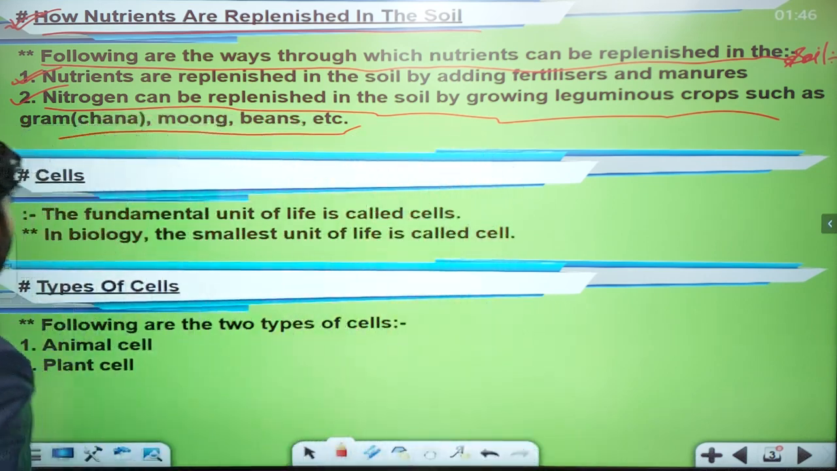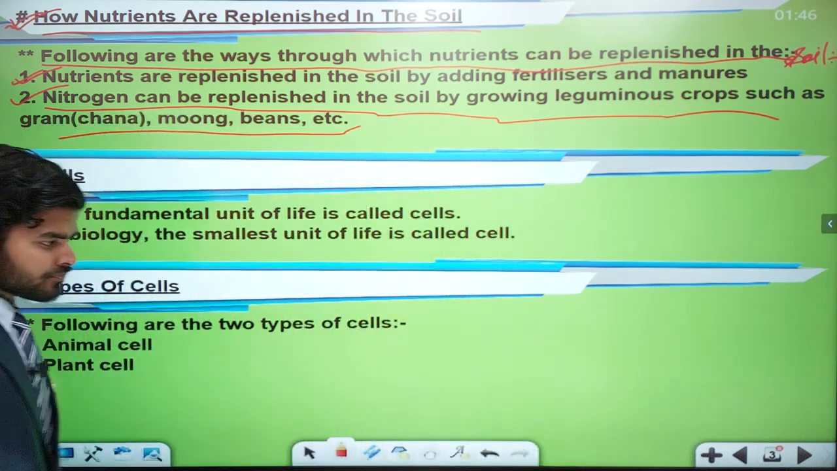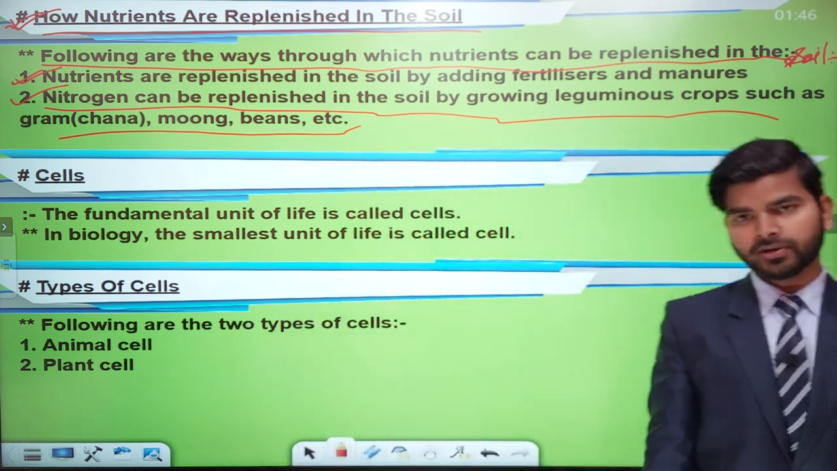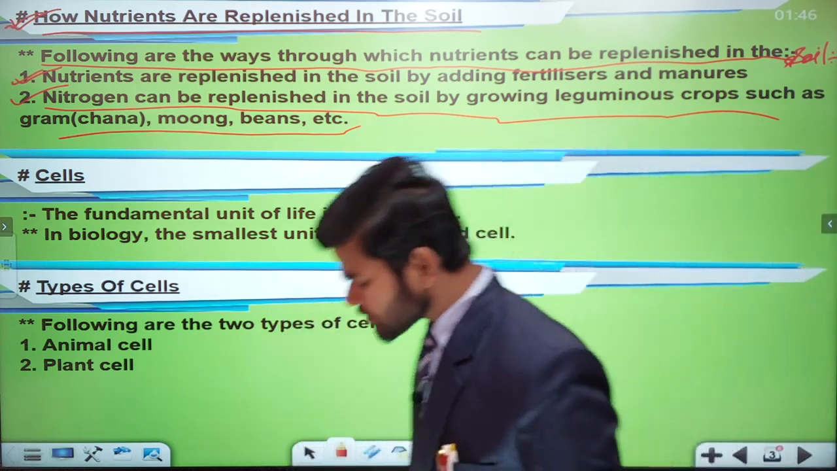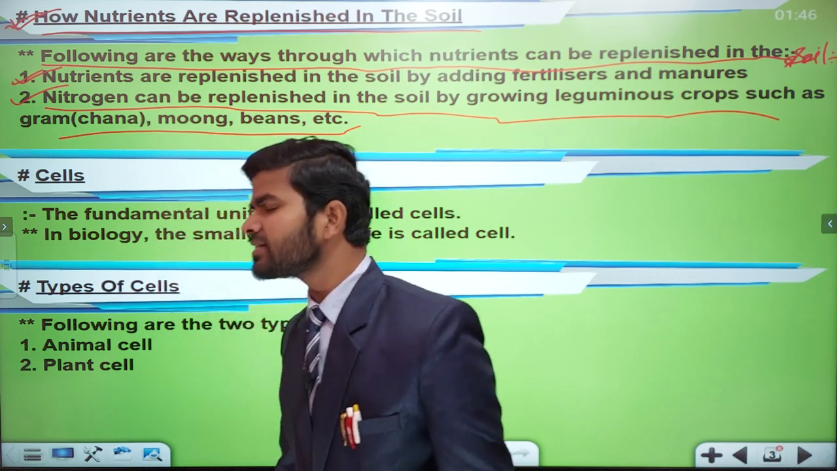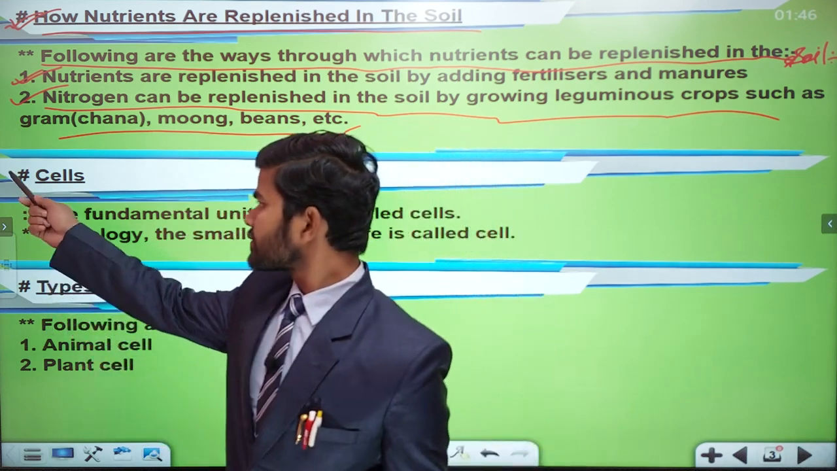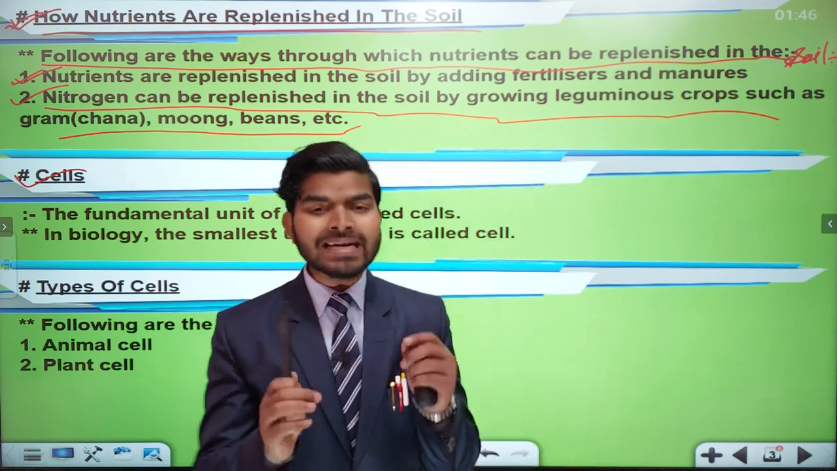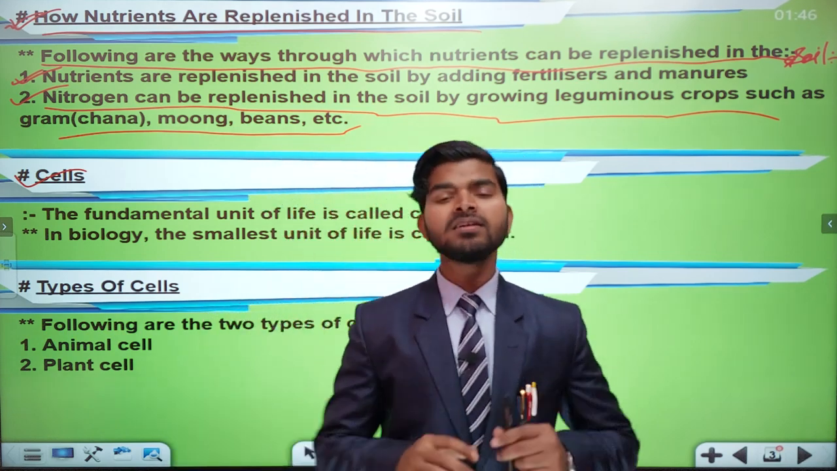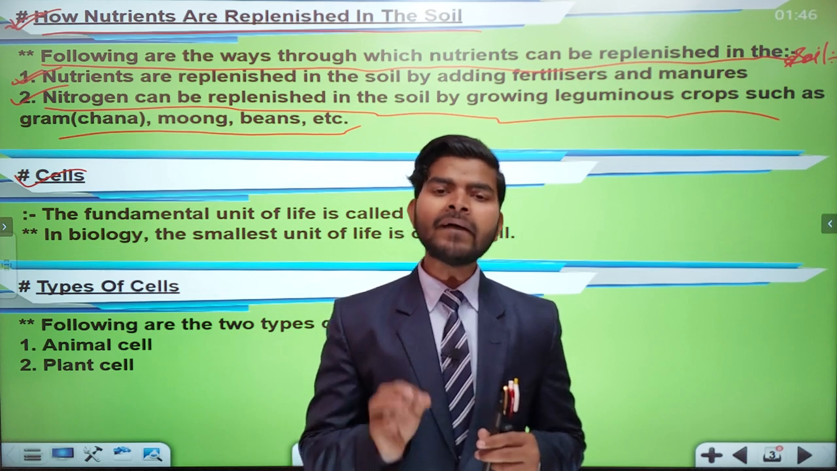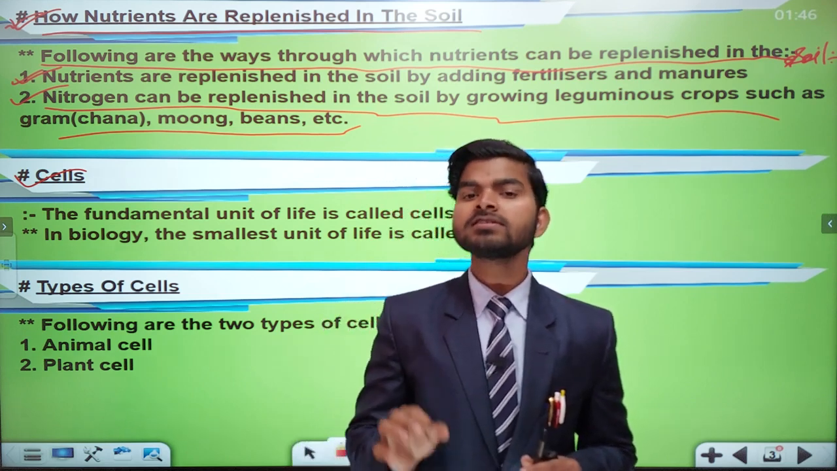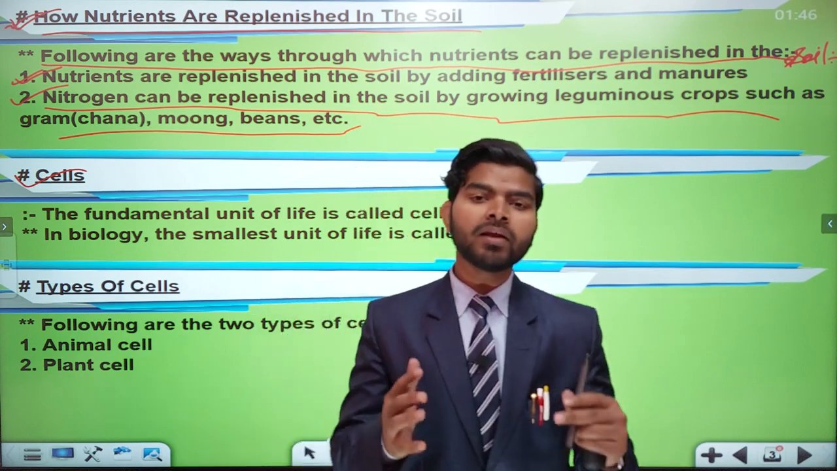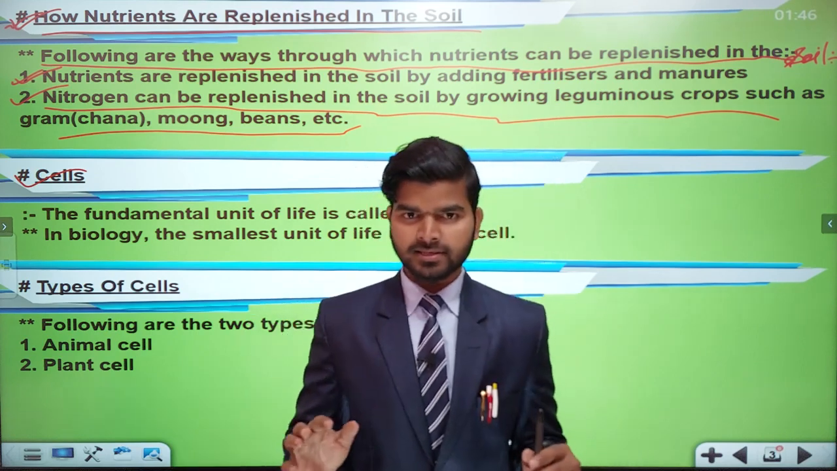Now your next topic, and if you want you can write it down. The name of the topic is the cell. If someone asks you what a cell is, or to tell the definition of a cell, what will you say? You will simply say that the fundamental unit of life is called the cell.